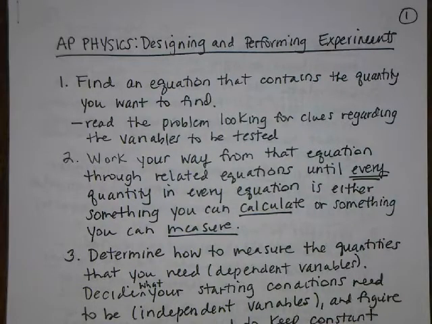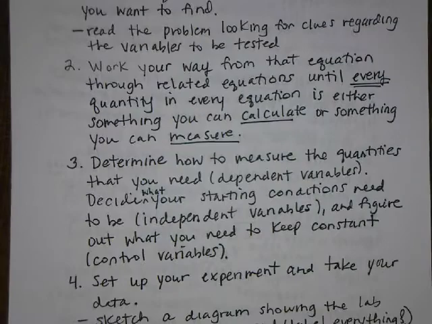Read the problem looking for clues regarding the variables to be tested. Work your way from that equation through related equations until every quantity in every equation is either something you can calculate or something you can measure. Determine how to measure the quantities that you need, so you have to think about the dependent variables. Decide what your starting conditions need to be, so again, your independent variables. And figure out what you need to keep constant. Those are the control variables.